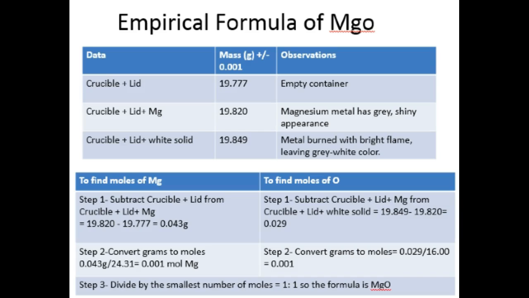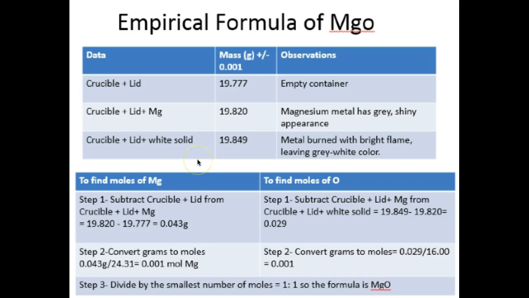You have the crucible and lid. Then you take the crucible and lid and you weigh it with the magnesium before the reaction. Then you take the magnesium and you stick it in the flame. And you weigh again the crucible, the lid, and now the white solid after the reaction has occurred.